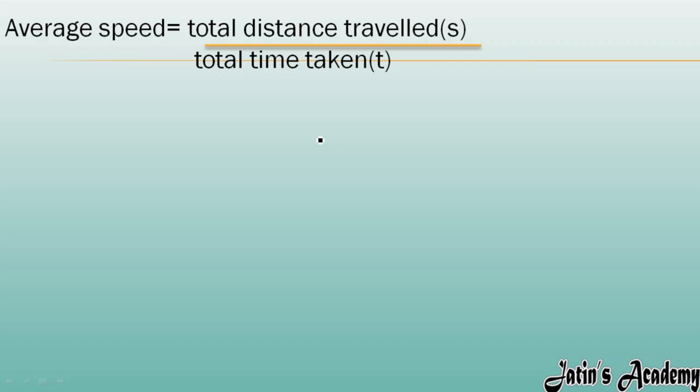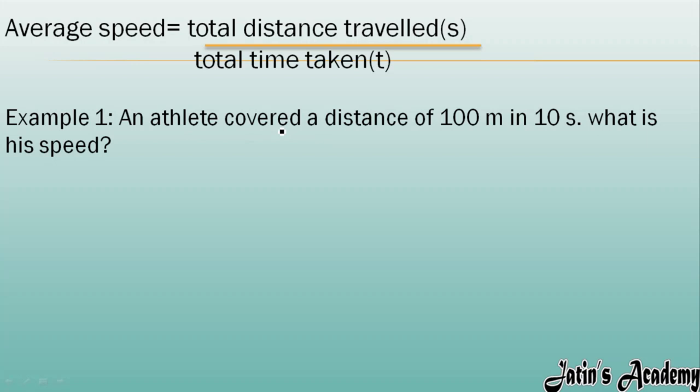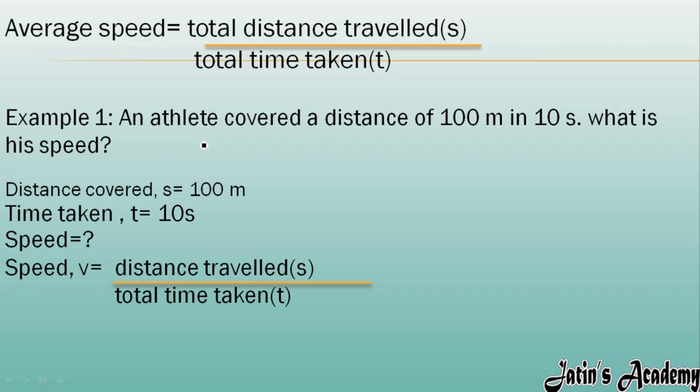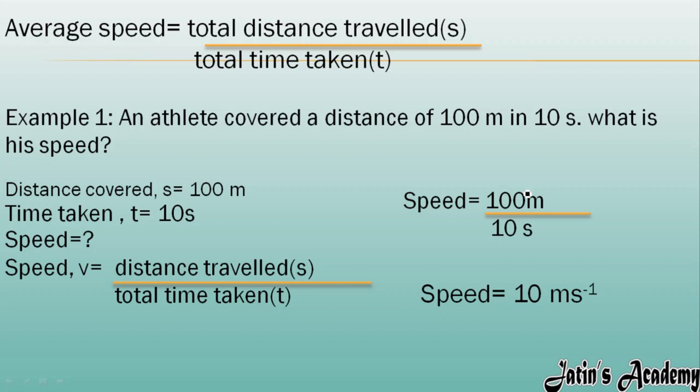For example, first we have an athlete who covered a distance of 100 meters in 10 seconds. So here we are given the distance, 100 meters. Time taken is given, that is 10 seconds. So simply we have to calculate the speed. As you know, the formula for speed is speed equals distance over time, distance traveled over total time taken. Distance is given to us, 100 meters. What is the time given? 10 seconds. So simply solve it. It will give you 10 meter per second. You can cut this 0 with this 0. So it is 10 meter per second as a speed.